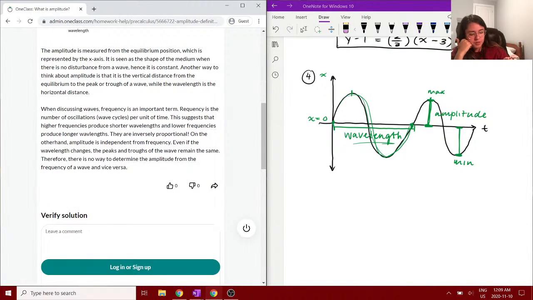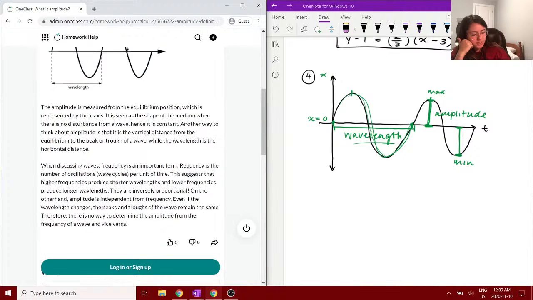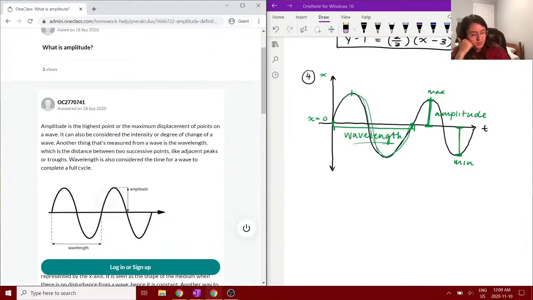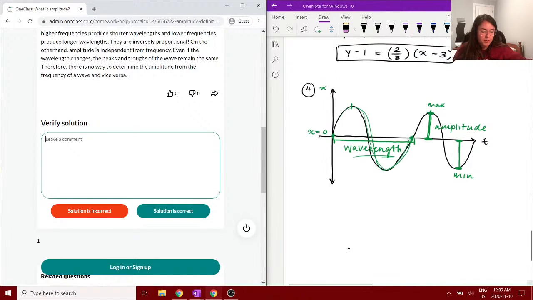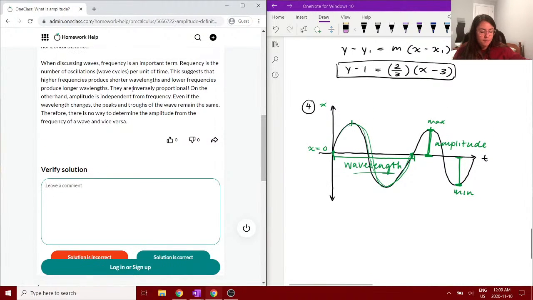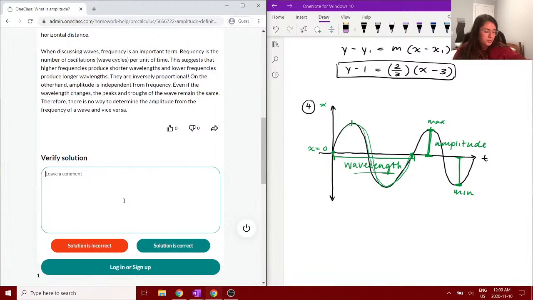It also talks here about frequency. It says that frequency is the number of oscillations or wave cycles per unit of time. It's not really asking for that in this question since we're just talking about amplitude, so I'll leave it there. If you want, you can pause the video and read that description as well if you're interested. I'll just say correct solution. Good job. And we can move on to the next question.